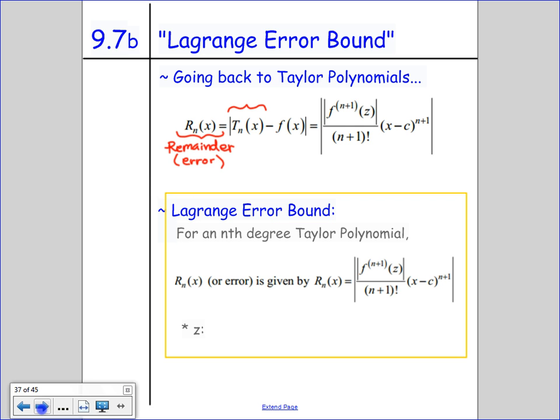T sub n is the nth degree Taylor polynomial, which we already know from before. F of x is my actual function. And this is my n plus first term.